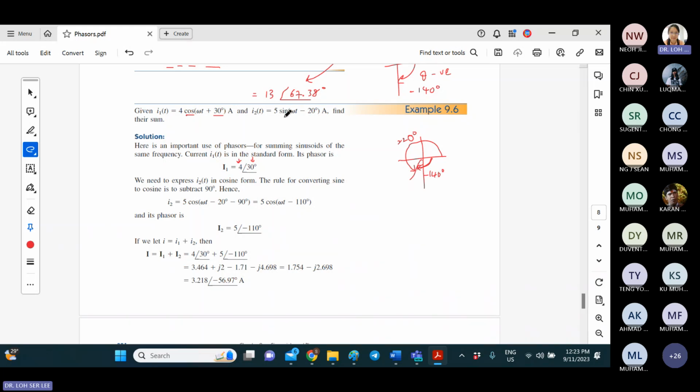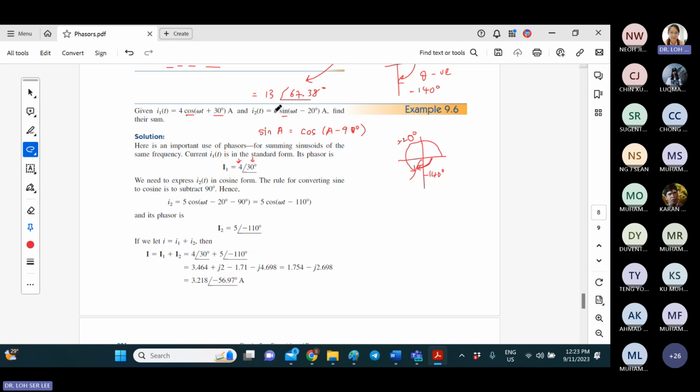And for the second one, this is a sine function. We want to convert into cos. Remember the formula just now? If you have a positive sine, we want to convert into cos, we use A minus 90 degree, because this is a positive sine function.